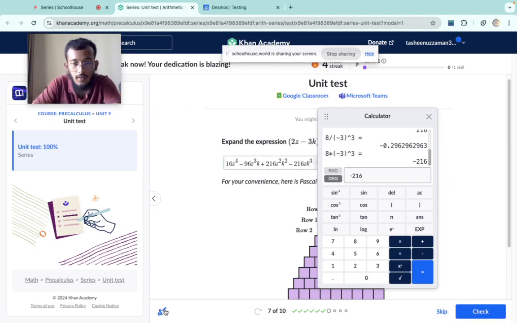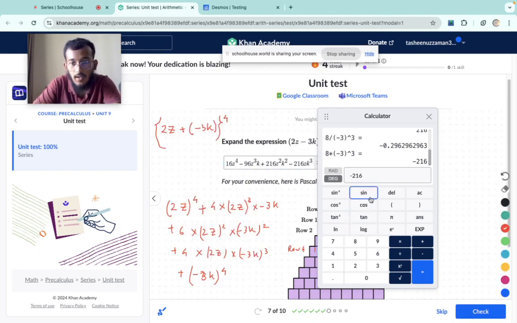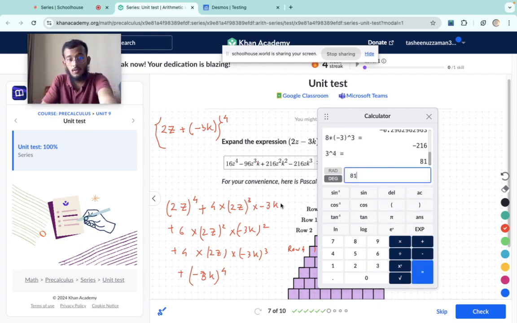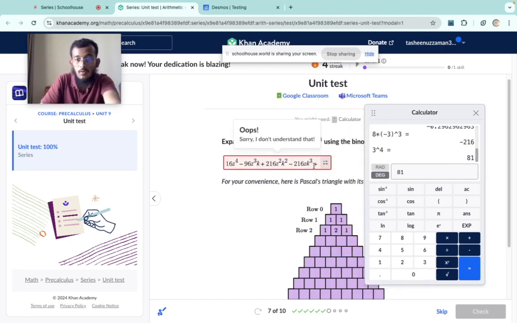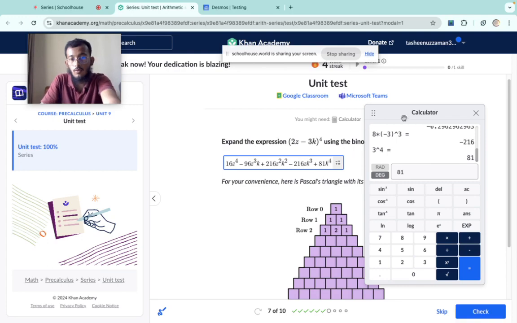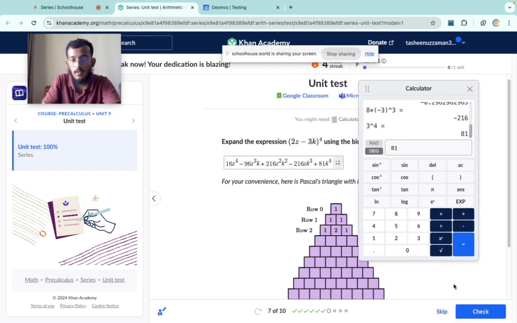Okay, and for the last term, we have got negative 3 to the power 4, which is equal to positive 3 to the power 4, and that gives us 81 k to the power 4. So plus 81 k to the power 4. That should be our final answer.